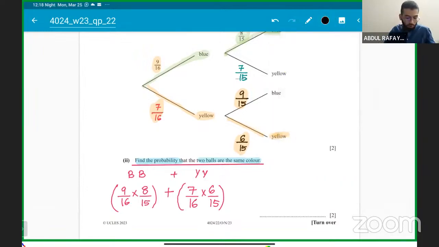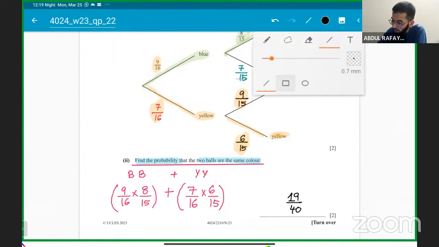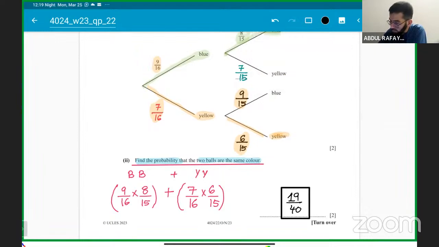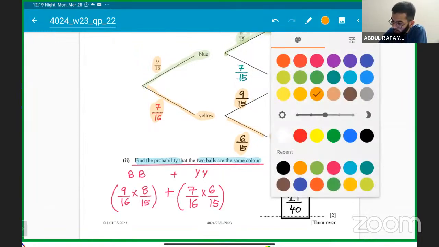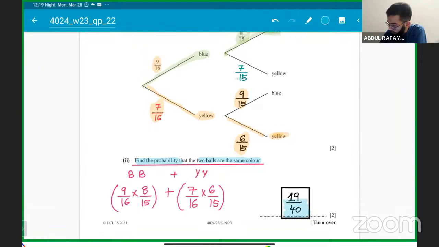So here we go. Try to get the values 9 over 16 into 8 over 15, plus 7 over 16 into 6 over 15. So that will be the case. That is 19 over 40 in the simplified form for 2 marks, which will be 100% correct. With this, the probability questions also ended, and we got that correct as well. Students, understood? We are getting 19 over 40 as the final answer here, which is correct.